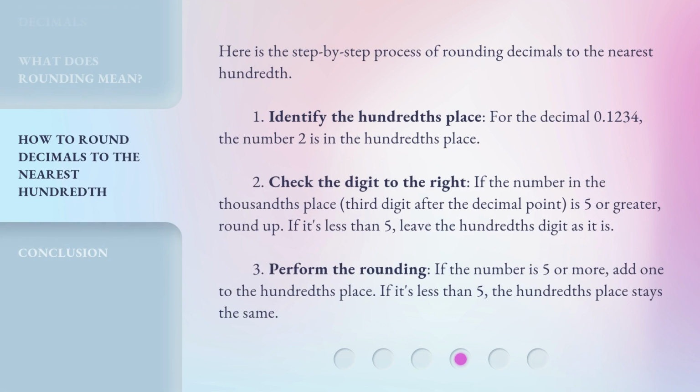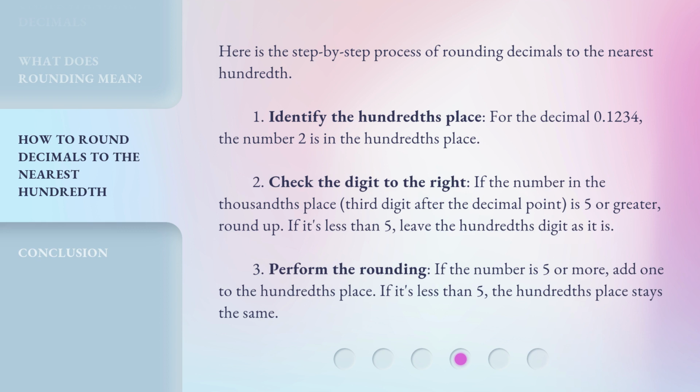Here is the step-by-step process of rounding decimals to the nearest hundredth. 1. Identify the hundredths place. For the decimal 0.1234, the number 2 is in the hundredths place.